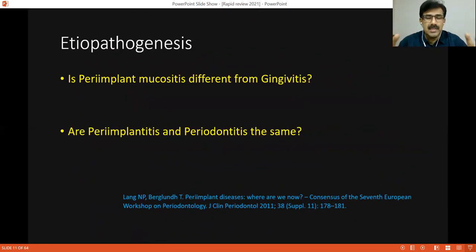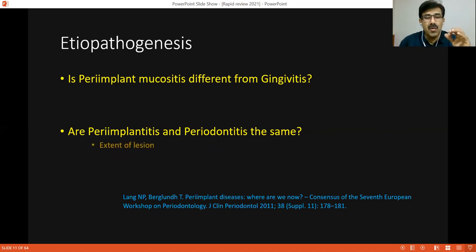Now, let's look at the etiopathogenesis. When you look at the etiopathogenesis of periimplantitis, you can say that it is almost exactly the same as that associated with a periodontal pocket or periodontitis. Is periimplant mucositis different from gingivitis? No, it has almost the same etiology. The only thing is, the spread of inflammation, or the conversion from mucositis to periimplantitis, is at a faster rate. Now, are periimplantitis and periodontitis the same? There are certain subtle differences between them.